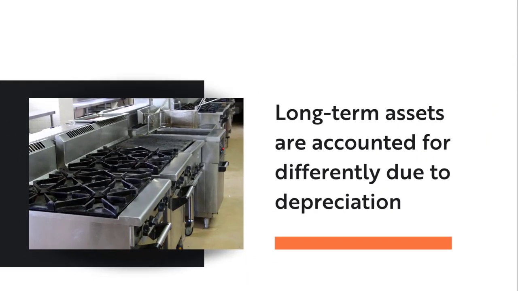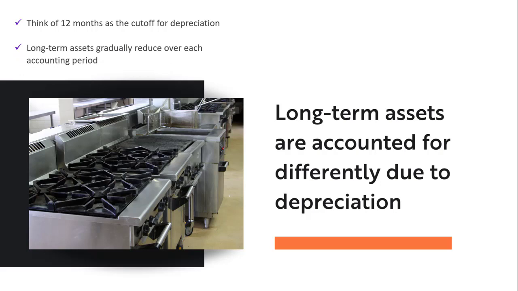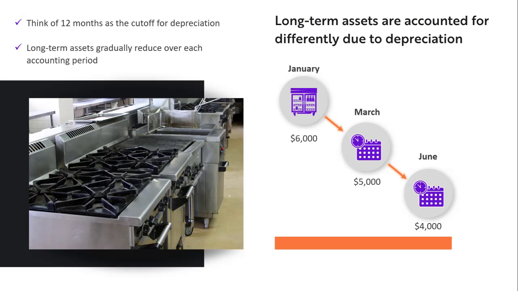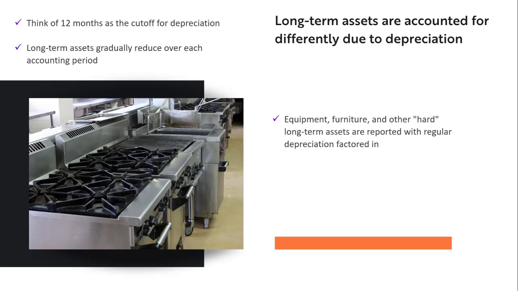All right, on the other hand, long-term assets are accounted for differently because of depreciation. So think of 12 months as the cutoff for this depreciation. Your long-term assets gradually reduce over each accounting period. We'll say every 2 months or quarter or whichever period is used for your asset depreciation. Let's say you buy a freezer for $6,000 in January. By March, that value decreases. By June, it depreciates even further. Equipment, furniture, and other hard long-term assets are reported with regular depreciation factored in.